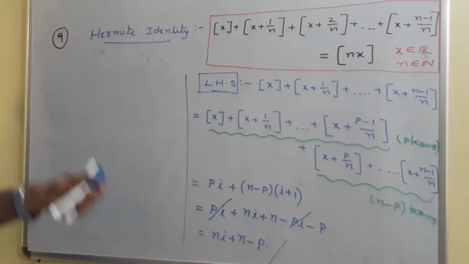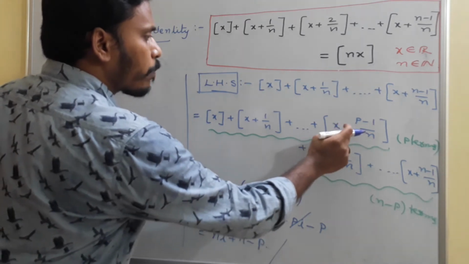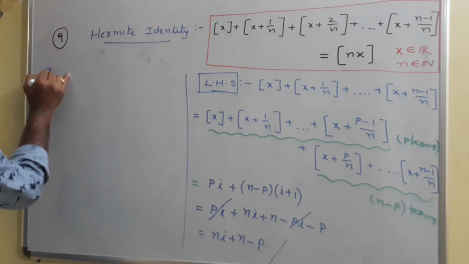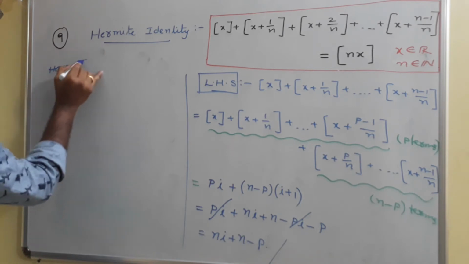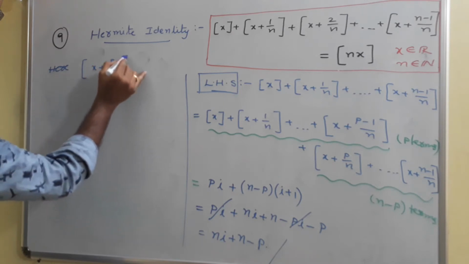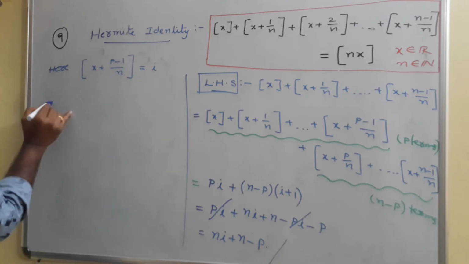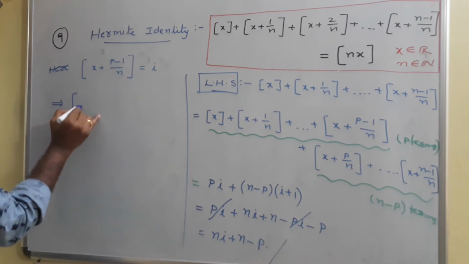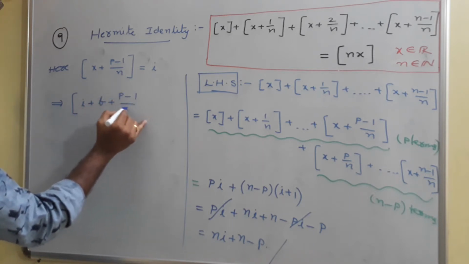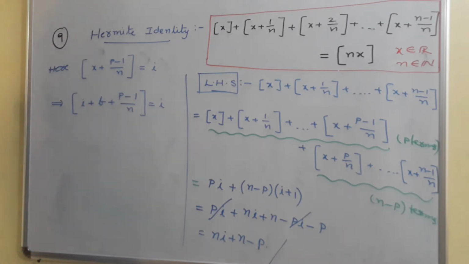And before proving the right side, I will think about these two terms. See, just think about it. This step value of x plus p minus 1 by n, I consider it as i. Step of x plus p minus 1 by n, I considered it as i. What is x? X, as per the discussion, is i plus f, so step of x plus p minus 1 by n is equal to i. You just think about it.